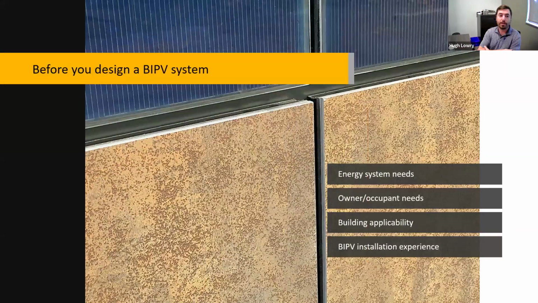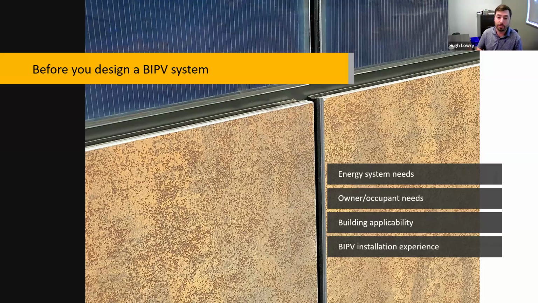So what should you be looking at before you design a BIPV system? First, you're going to have to understand the energy needs of the building itself. How much energy is that building using? What kind of voltage is it at? Can it successfully incorporate and accommodate a BIPV system? You have to look at the owner and occupant needs. What's the primary goal of the owner with this system? Are they looking for return on investment? Are they looking for environmental impacts? Are they looking for sustainability impacts?